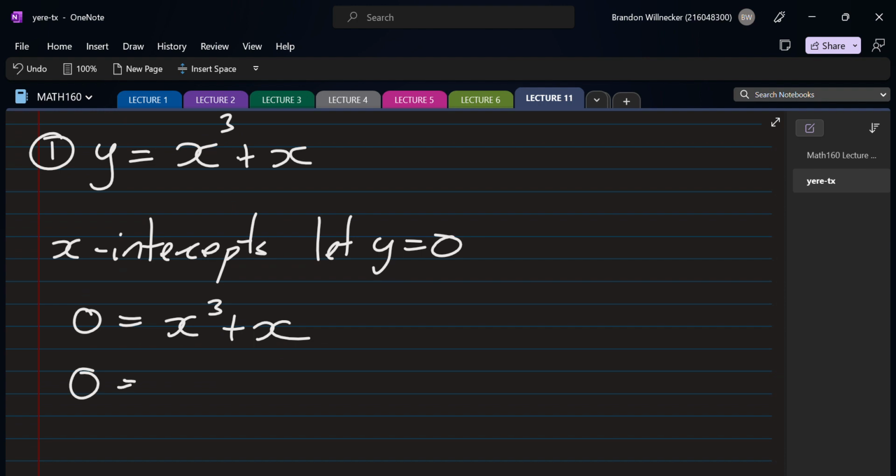Now, just as a little bit of advice or warning, however you want to take it, please make sure that you go over your factoring. So factoring of quadratics and factoring of cubics.